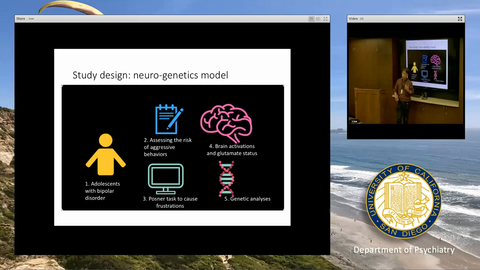So then we'll be able to compose a score for each person, where each score represents the level of aggressive behavior. And then we use functional MRI and MRS to measure the brain activation and the approximate level of the neurotransmitter, with a focus on glutamate. And then, as we've seen in the previous slide, we're going to use the DNA material and RNA material to quantify the coding variance and the gene expression level.